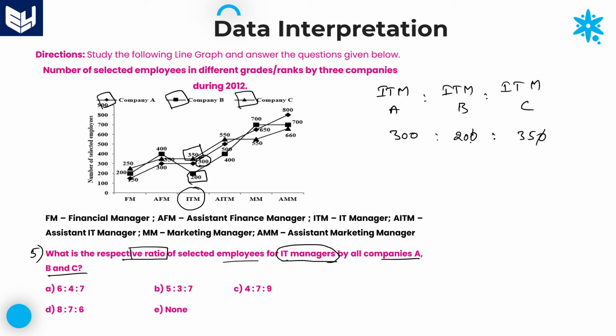Now you just cancel all the zeros which are common. See, one zero is common for all the three companies. Now you just cancel with the 5 table: 5 sixes, 5 fours, and next 5 sevens. Therefore, the required ratio of IT managers of company A, company B and company C is 6 is to 4 is to 7. That is the required answer for this question. Once look at the options, here you will have 6 is to 4 is to 7 at option A. Option A is the right answer for this question.